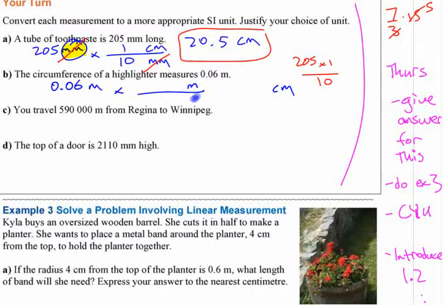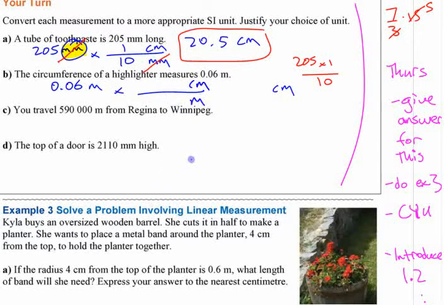Well, let's think about this, because we always put the bigger one on top. If you want to get rid of meters, where do you put it? On the bottom, because we want to be able to cancel it. We want to be able to cancel the meters, so you put it on the bottom, you put the centimeters on top. Then you fill in the numbers.